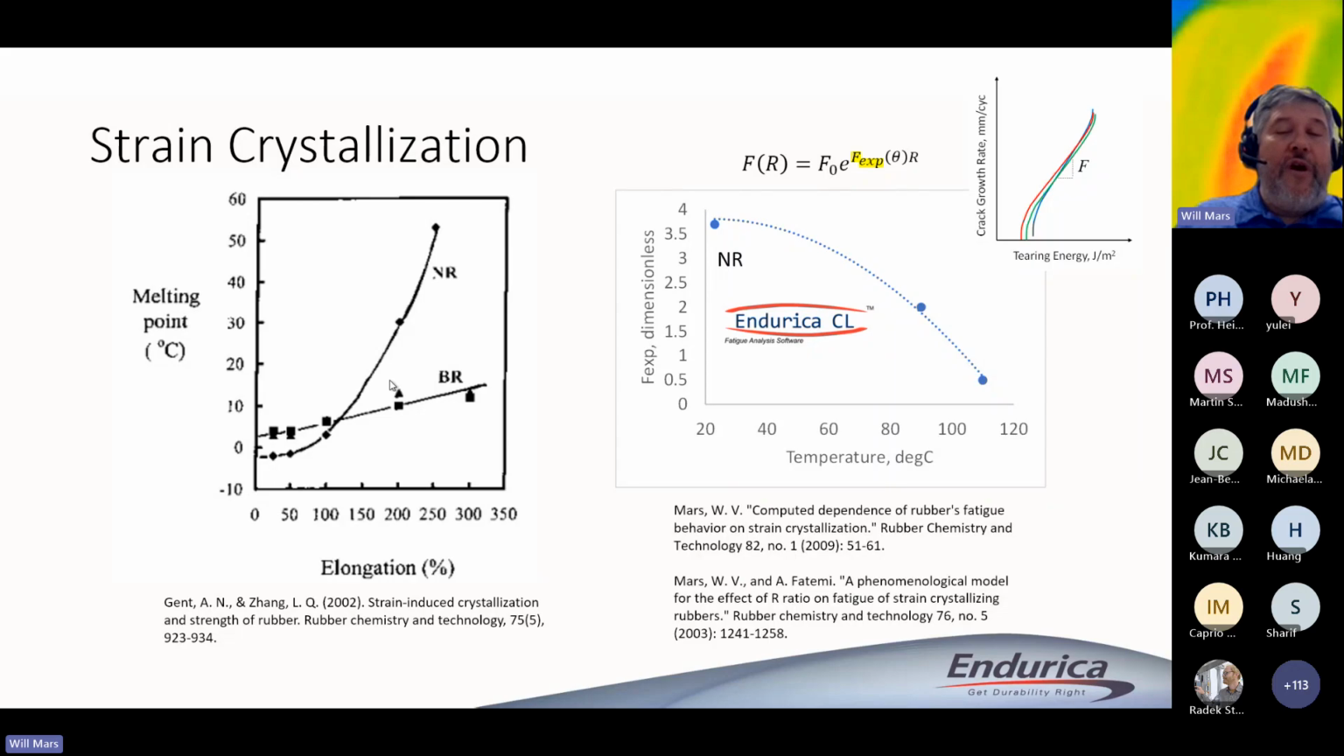In the Endurica code, we represent strain crystallization using what's called the Mars-Fatemi model. You can see this equation up here that defines it. The simple version has one material parameter, FEXP, which I've plotted here as a function of temperature. And you can see that this plot looks a lot like these results from Gent and Zhang. They're plotting the melting point; we're plotting what you'd call the crystallization propensity. But you can see it's maximum at room temperature, and as you heat up the rubber, the ability of the rubber to strain crystallize is decreasing.